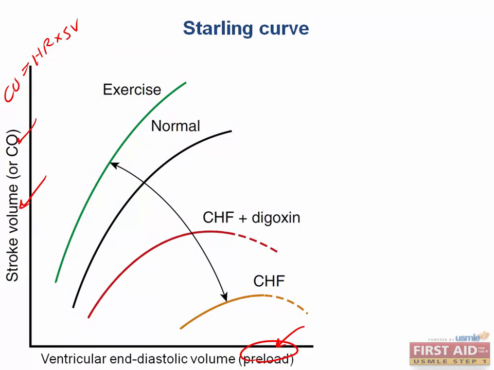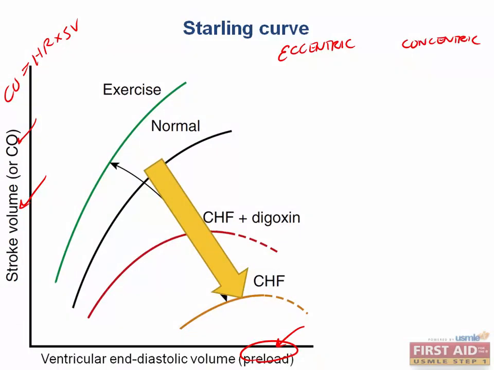Now, what would cause a downward shift in the Starling curve? How about heart failure? Of course, that's not what examiners are going to ask you, so let's understand why there is a shift of the curve down and to the right, which is something they might ask you. What is occurring in heart failure? So you can either have eccentric or concentric hypertrophy, but both eventually lead to some sort of systolic dysfunction or diastolic dysfunction.